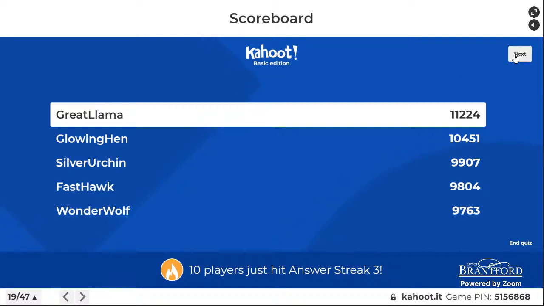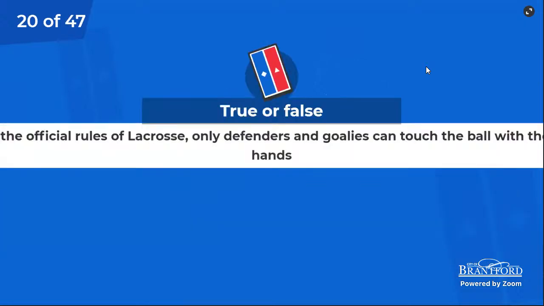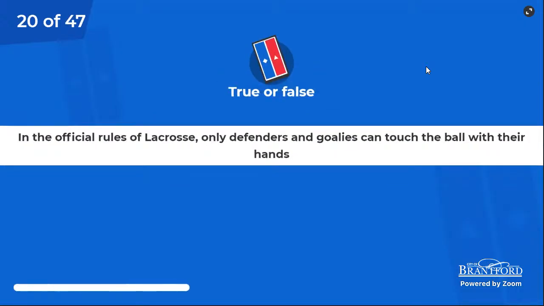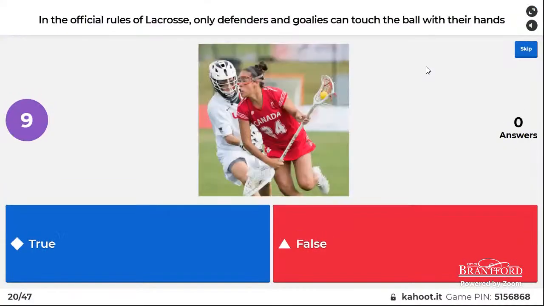Get your phones ready. True or false? In the official rules of lacrosse, only defenders and goalies can touch the ball with their hands. True or false? Couple more seconds on the clock.